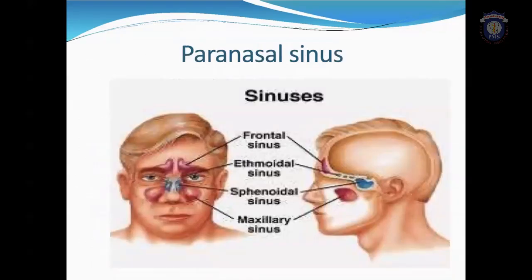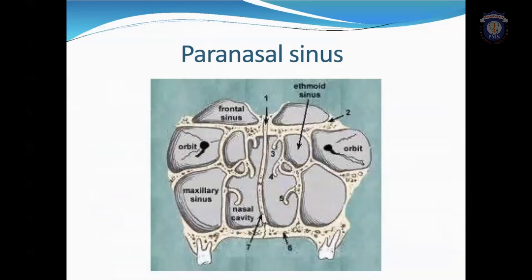This is a picture which shows the frontal and the lateral view showing frontal sinus, ethmoidal sinus, sphenoidal sinus, and the maxillary sinus. This is a coronal cut which shows the frontal sinus, orbital region, ethmoidal sinus, and the maxillary sinus. You can see in this picture the maxillary sinus, which is the largest paranasal sinus.